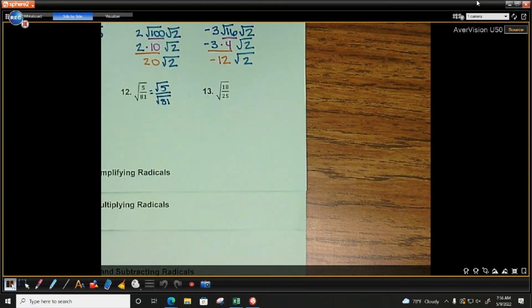So I can rewrite this as the square root of 5 over the square root of 81. Okay? When you have a square root of a fraction, you can write it as the square root of the numerator divided by the square root of the denominator. 5 is what kind of number, guys? Prime. So can you simplify the square root of 5? Stays square root of 5.